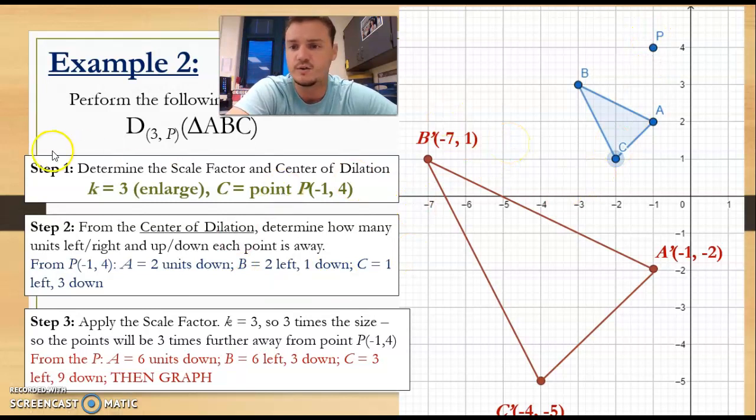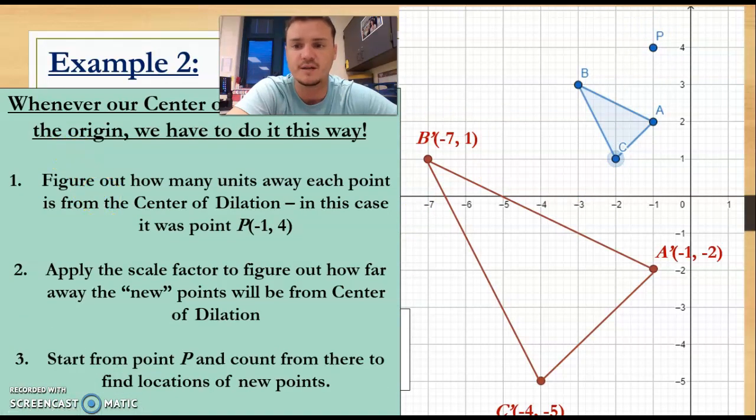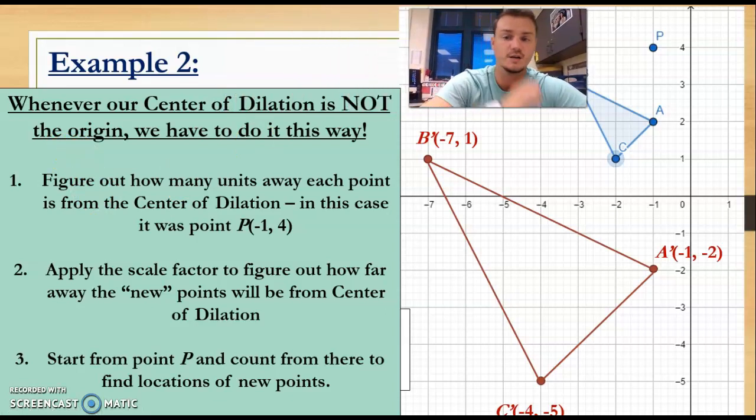All right, we're getting kind of close on time here, so let me wrap this up. This is just a quick note. Whenever the center of dilation is not the origin, you figure out what your point is. So our point here is P. Figure out the distance each point is away, and then multiply by the scale factor to figure out where your new points will be, from the distance from our center of dilation, in this case P.